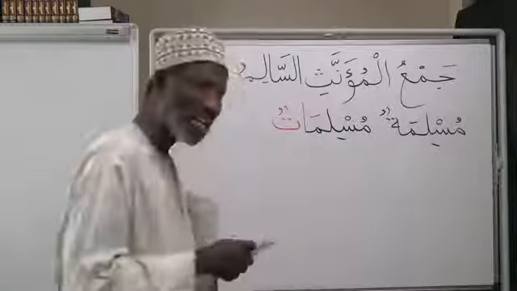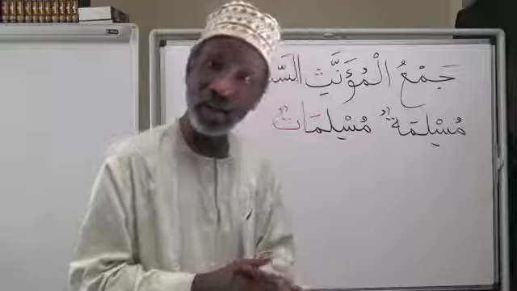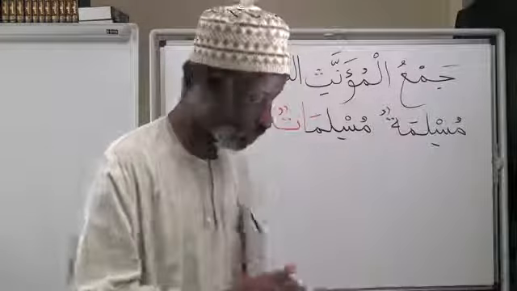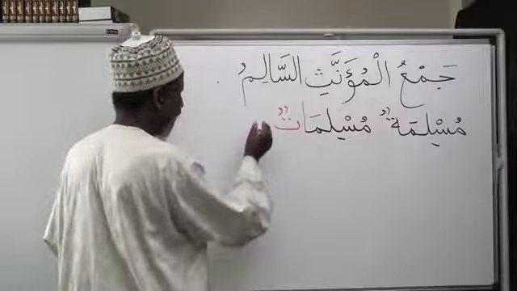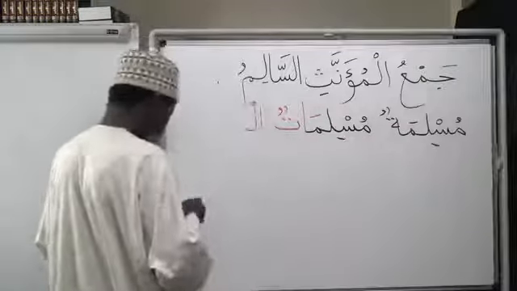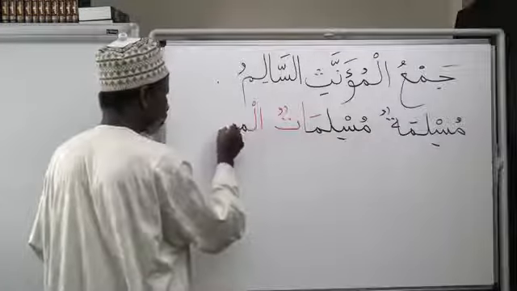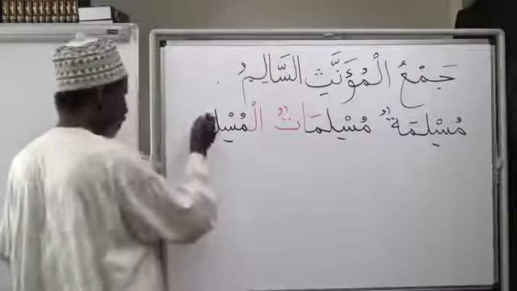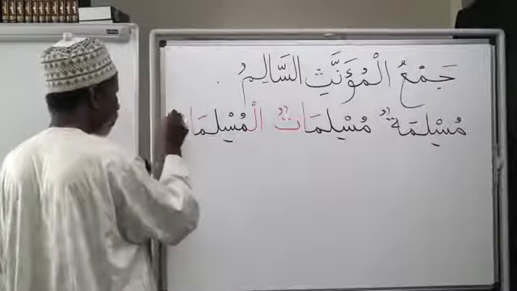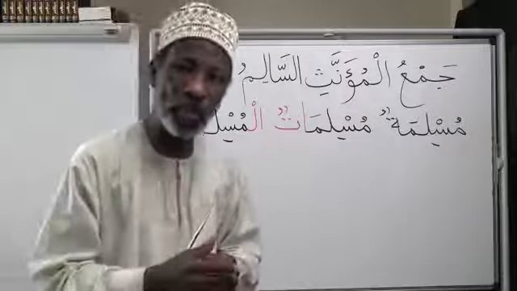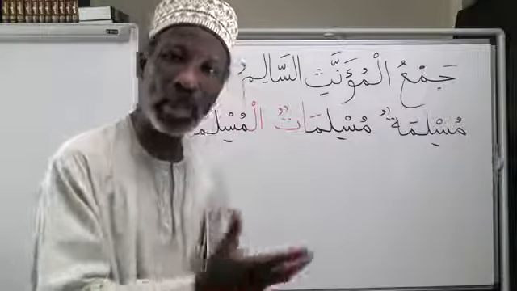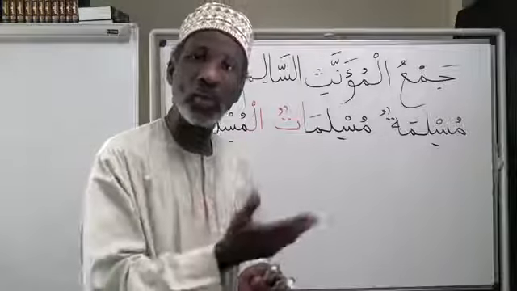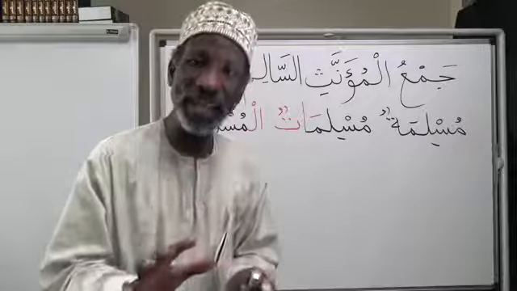Now you can see we're adding the -atun ending, and that's of course indefinite. When it's definite, it will be -atu. The definite one will start with the L. We have al-muslimatu. Al-muslimatu, a single damma because of the L. Indefinite muslimatun, definite al-muslimatu. That is nominative.